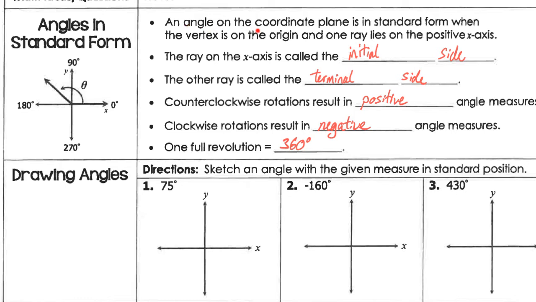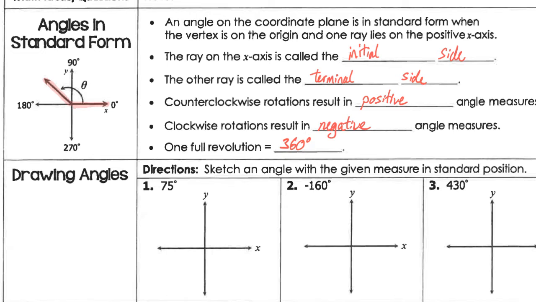Okay, so an angle on the coordinate plane is in standard form when the vertex is on the origin and one ray lies on the positive x-axis. So that ray that's on the x-axis is called the initial side. So the initial side of this angle would be right there. The other ray is called the terminal side. So the terminal side is right there. Counterclockwise results in a positive angle measure, and clockwise results in a negative angle measure. And then one full rotation is 360 degrees.